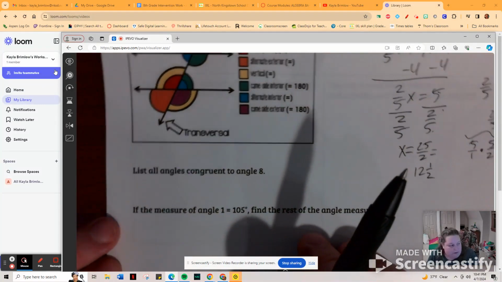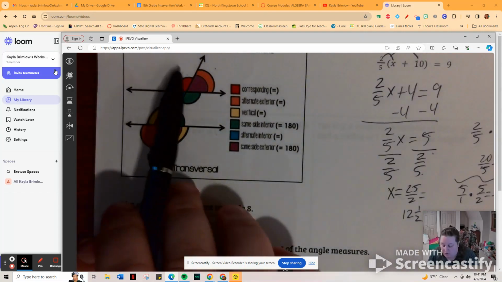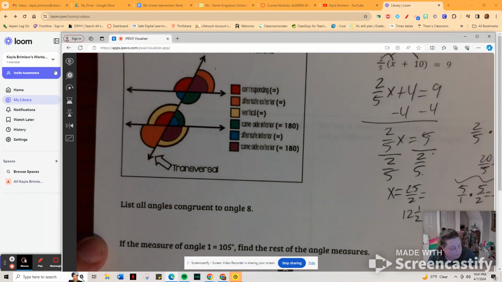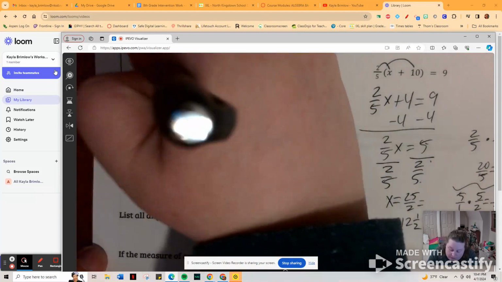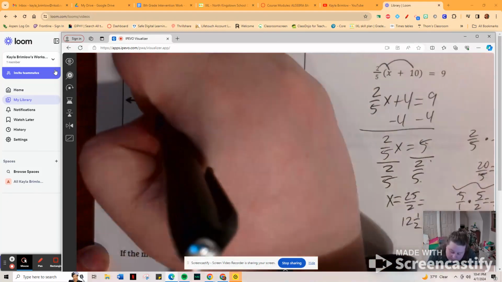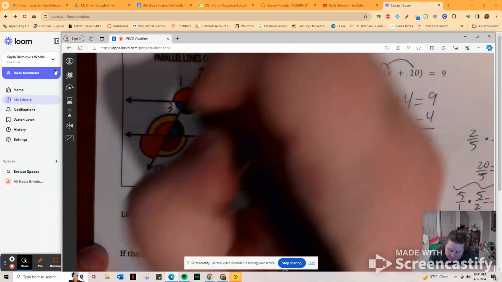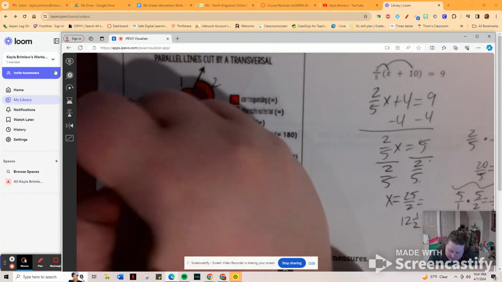So the first question we're going to answer is list all angles that are congruent to angle 8. So before we do this, I want to go back into the diagram and label the angles, so then we can answer both of these questions. So I'm going to call this angle 1, 2, 3, 4, 5, 6, 7, and 8.